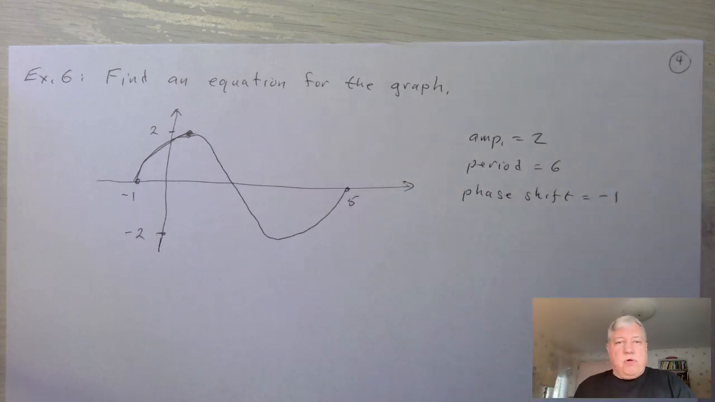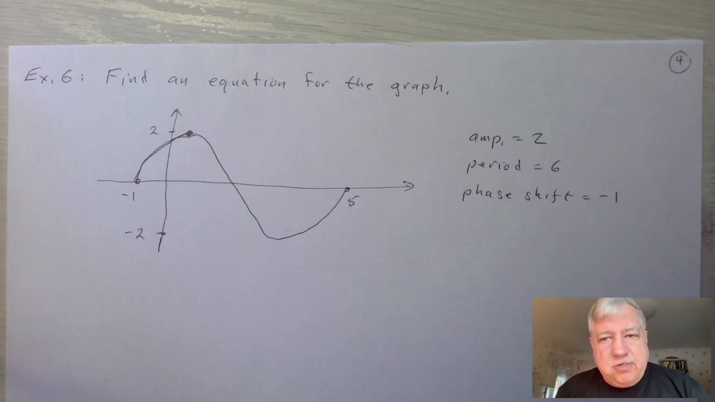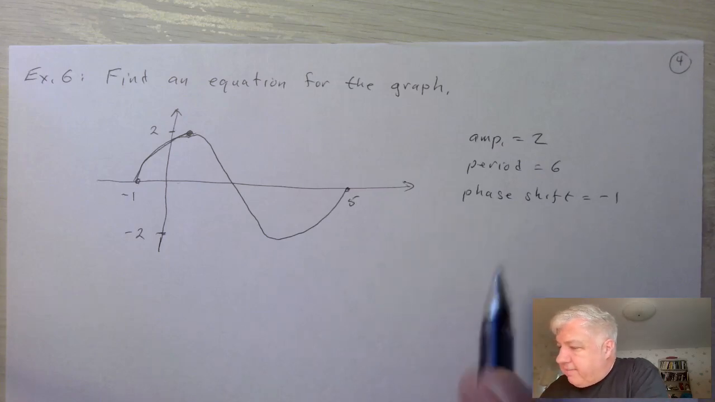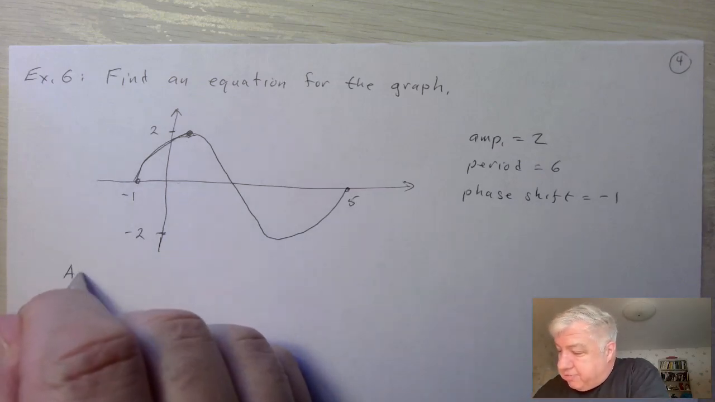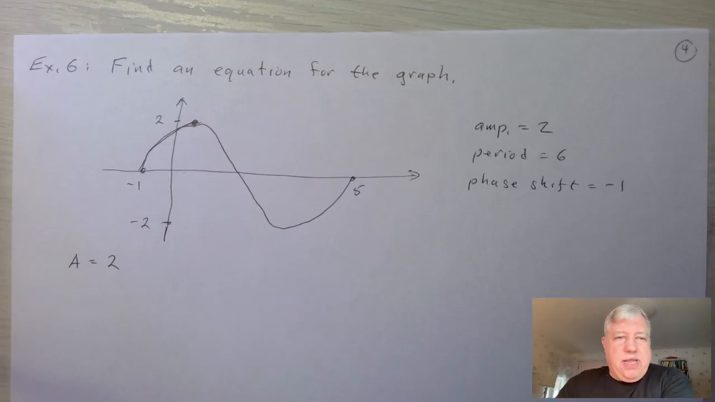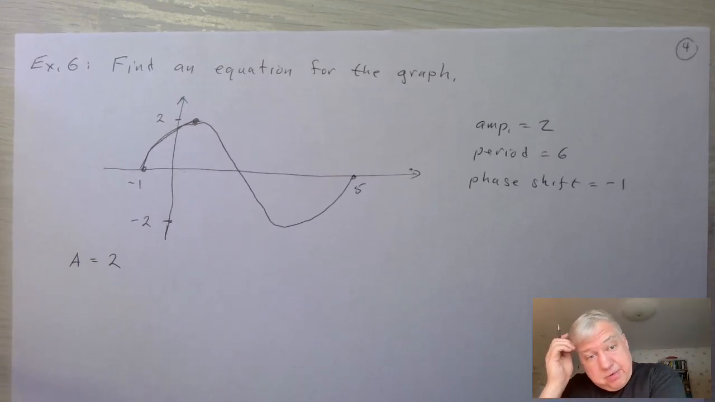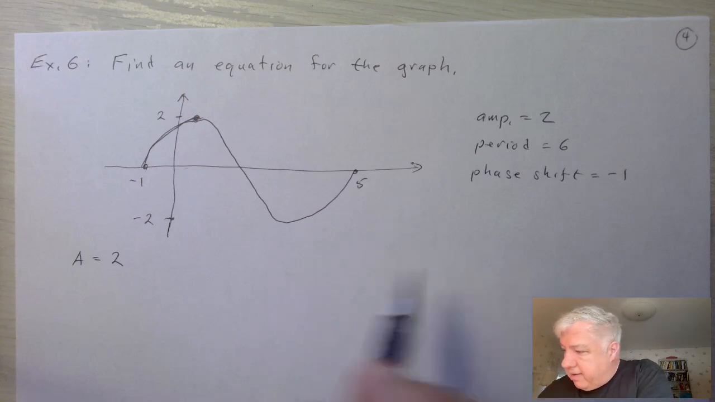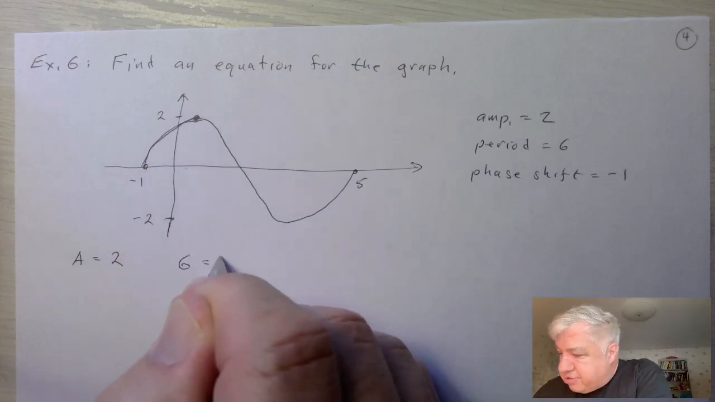The vertical shift, of course, is going to be 0, which means that d is going to be 0. So let's look at the amplitude. We can take a to be 2. We could also take a to be negative 2, but it might be easier if we just take the positive numbers when we can. 6 is the period, and that's 2 pi over b.